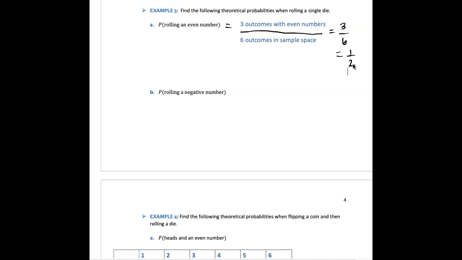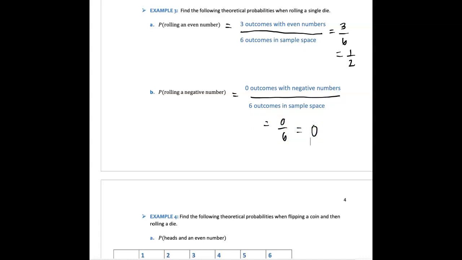We will finish example 3 by finding the probability of rolling a negative number. So again, the event I'm interested in is rolling a negative number. There are 0 ways to do that, right? On your standard 6-sided die, your numbers are 1 through 6. None of those are negative. So there are 0 outcomes with negative numbers. Again, divided by the 6 outcomes in the sample space. So 0 divided by 6, or you have a 0 probability of rolling a negative number.